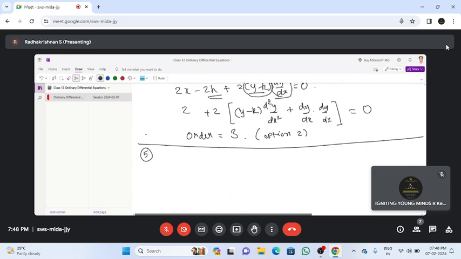Okay. The differential equation of the family of curves y equal to a e power x plus b e power minus x, where a and b are arbitrary constants. So now we have to find out the differential equation by removing the two parameters. Okay. The equation is y equal to a e power x plus b e power minus x.